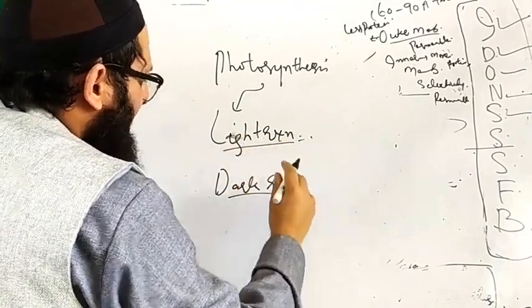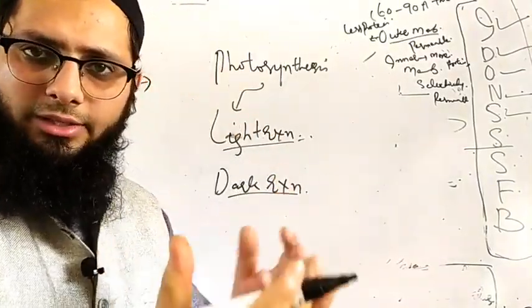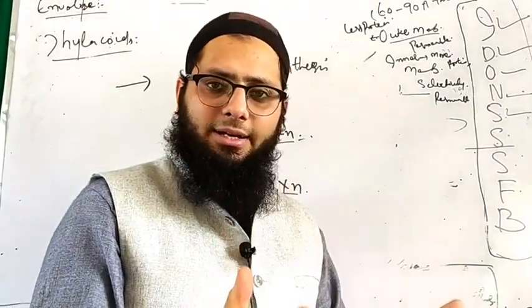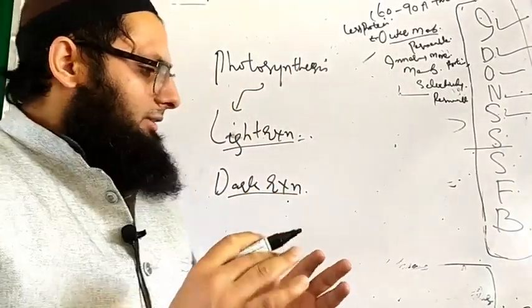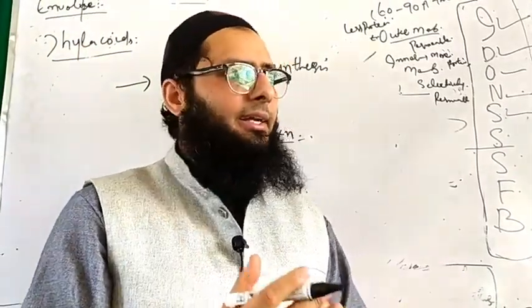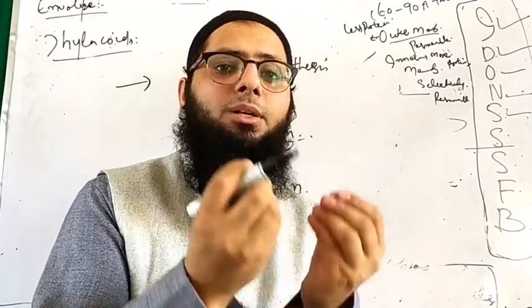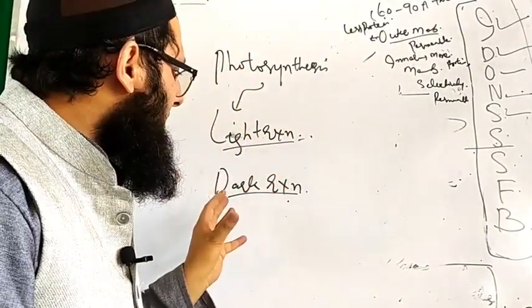In case of light reaction, photolysis of water takes place and radiant energy is converted into chemical energy, into NADPH and ATP. And in case of dark reaction, that NADPH and ATP chemical energy is utilized for fixation of carbon dioxide for formation of glucose. So these are the 2 steps, light reaction and dark reaction.